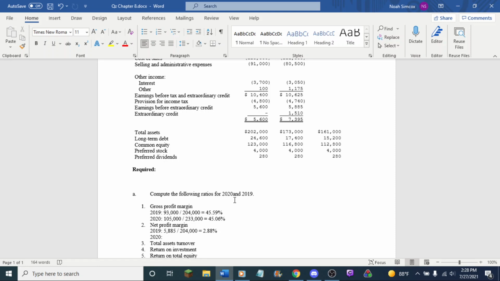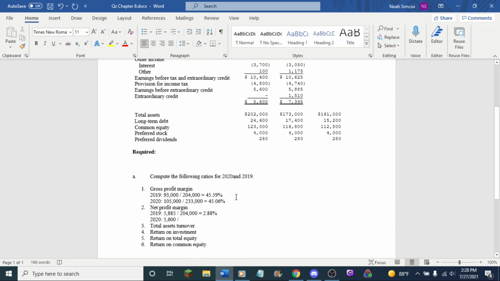Now, what is the earnings before extraordinary credit for 2020? It's actually 5600, and then we have 233,000, and then we have 5600 divided by 233,000, and we get 2.40%. Okay, then we have total asset turnover.